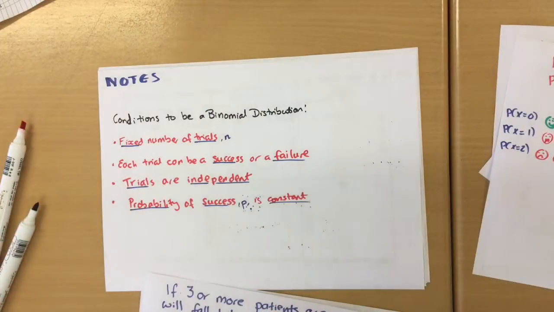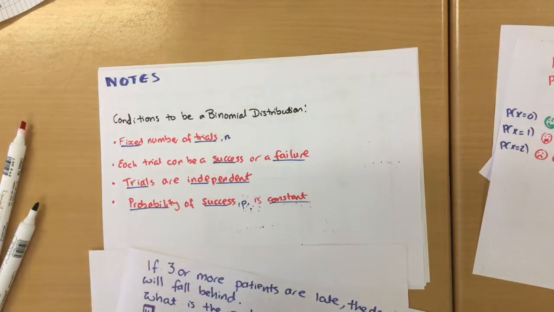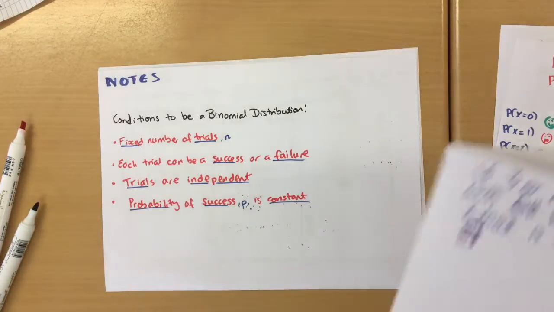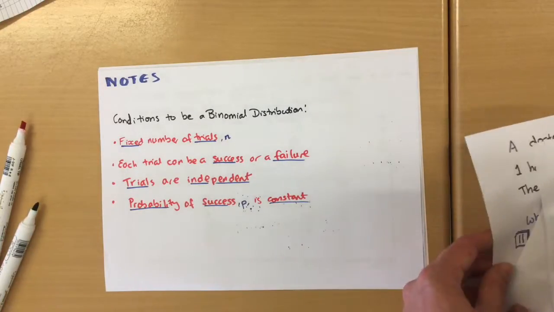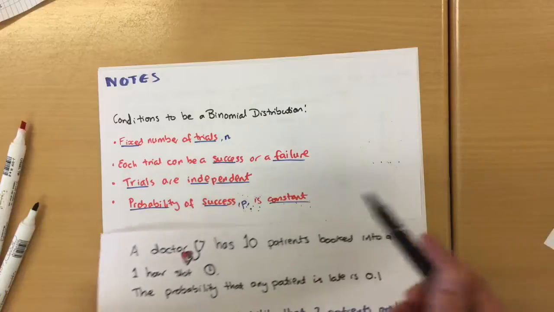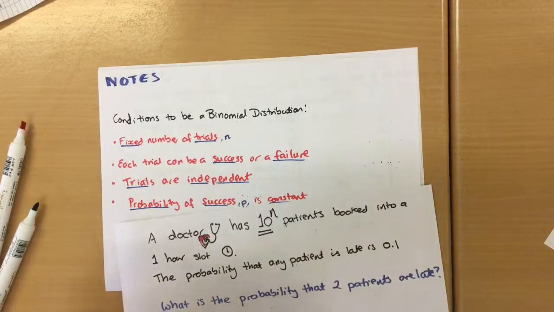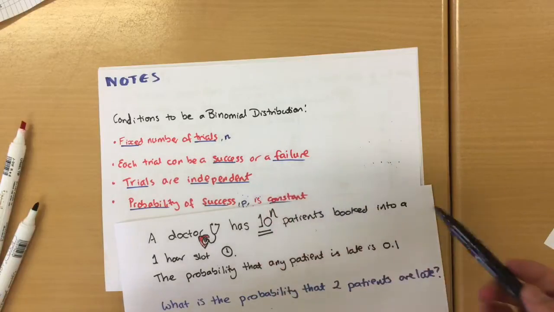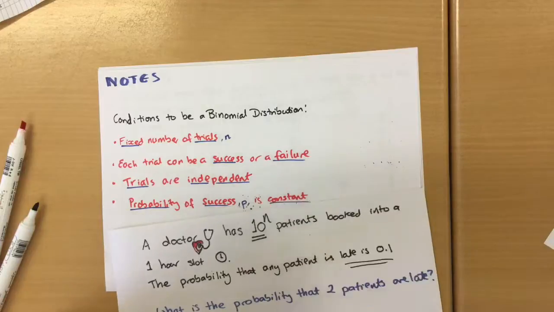Right, here are some notes. So, how do you know that a distribution is binomial? Well, first of all, there's a fixed number of trials. So, for a doctor, there are 10 patients. Each trial could be a success or a failure. So, there's 10 patients, number of trials is n. Our success was, in this case, being late, and our failure was being on time.